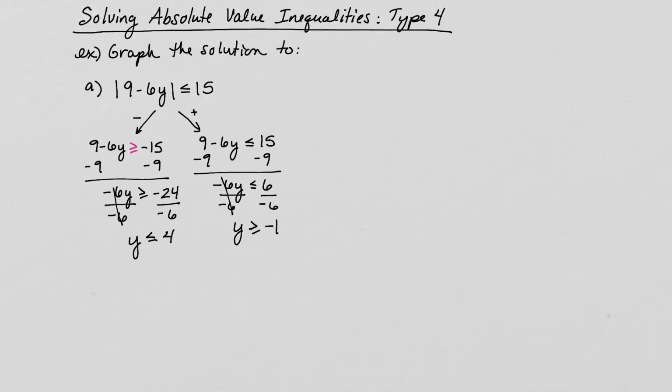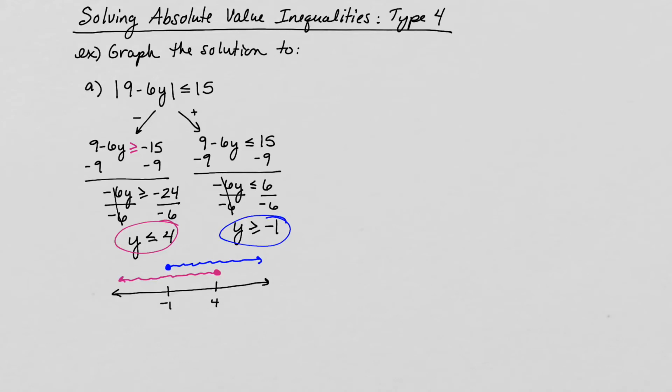And so now, if I go to graph it, here is negative 1, here's 4. So if I go to graph this first one here, y is less than or equal to 4. It's going to be a solid dot at 4, and then down to the left. If y is greater than or equal to negative 1, so we're going to circle that in blue. I'm going to do solid dot at negative 1 and to the right. We're looking for where they overlap. So this is the overlap.